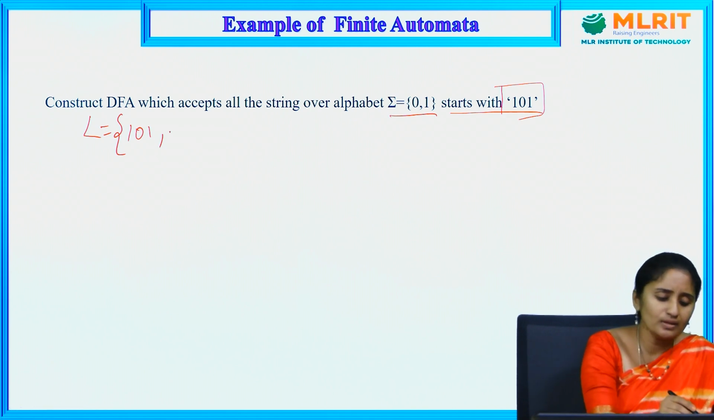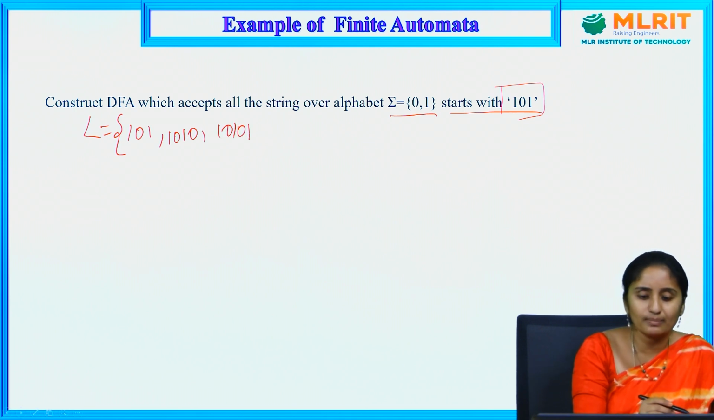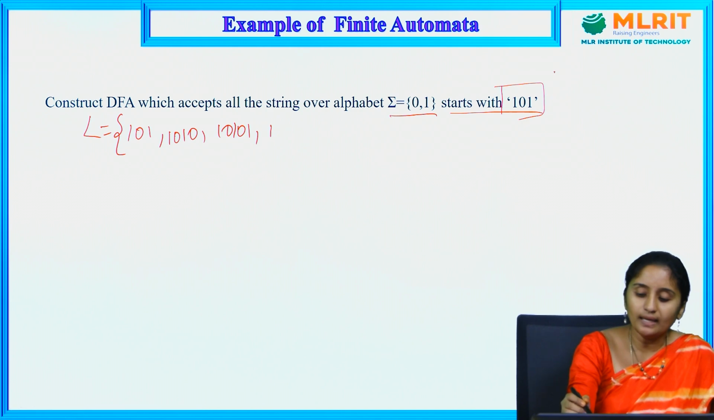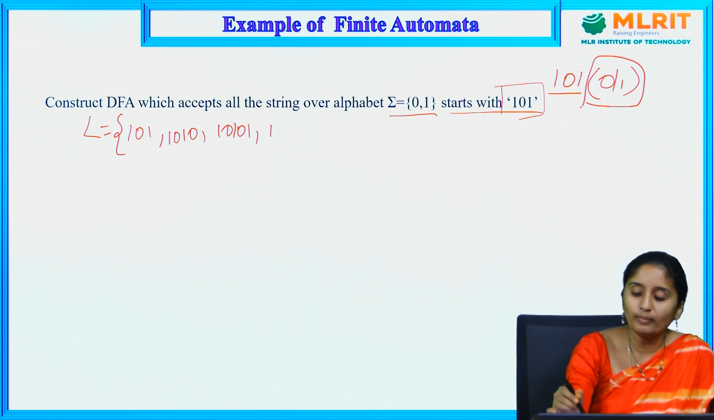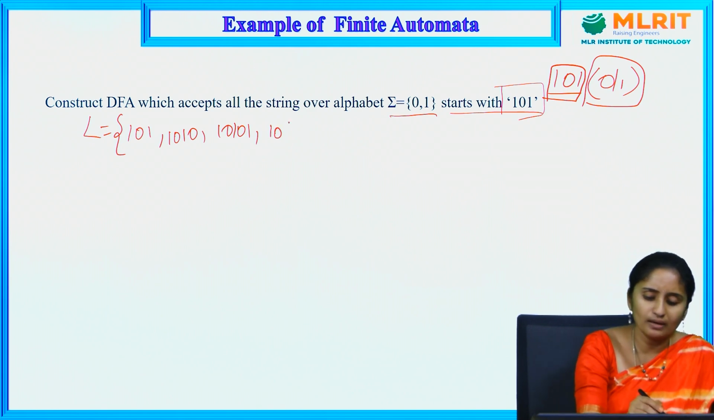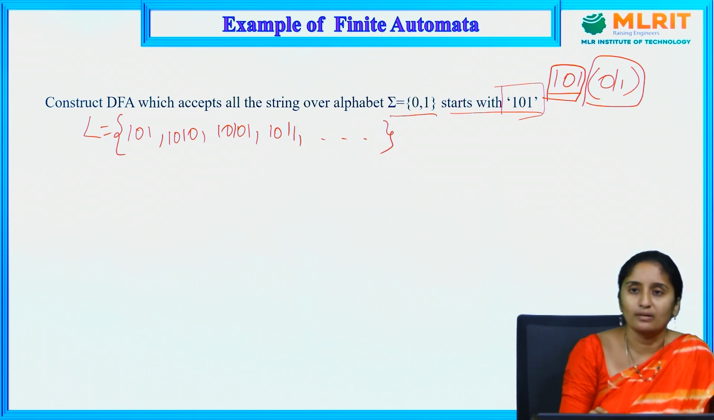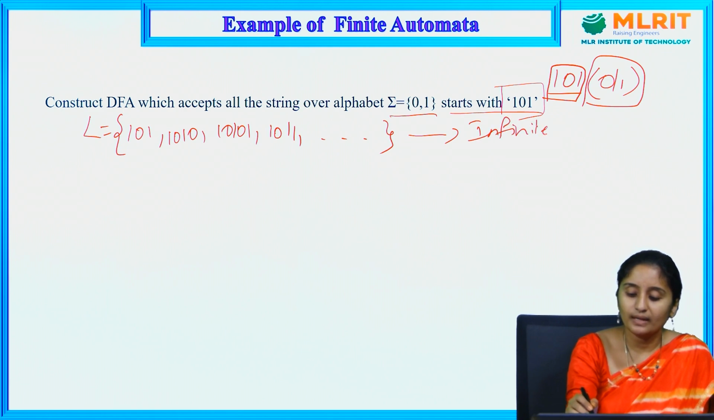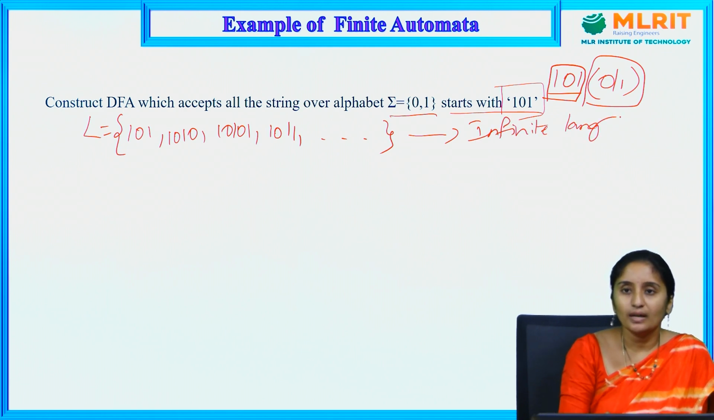The next I can have is 1010, which is accepted. 10101 is accepted. Anything starting with 101 is fine, and in the end I can have any combination of zeros and ones. The only condition is that it should have 101 at the start. Let me write 1011, and so on. What type of language is it? It is an infinite language.